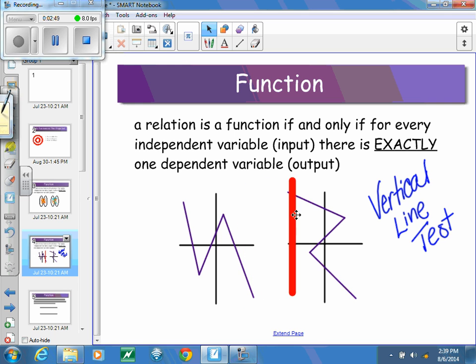Now if I go over to the second graph here, right now it's crossing at one point, but then all of a sudden I get to a problem here where now it's crossing at 3 points. So if I were to say here, okay, let's say x is at -1, well at -1 it has 3 different y values that are in existence here, so therefore this is not going to be a function.